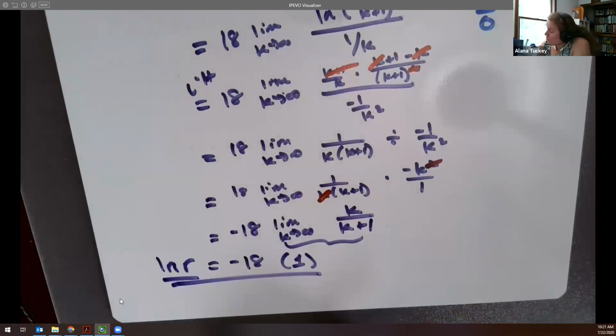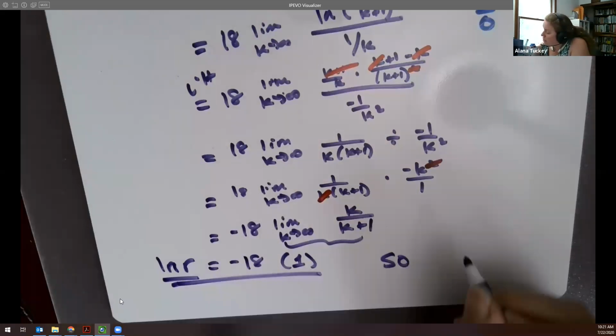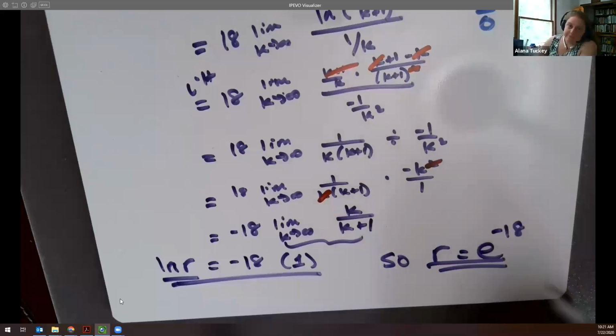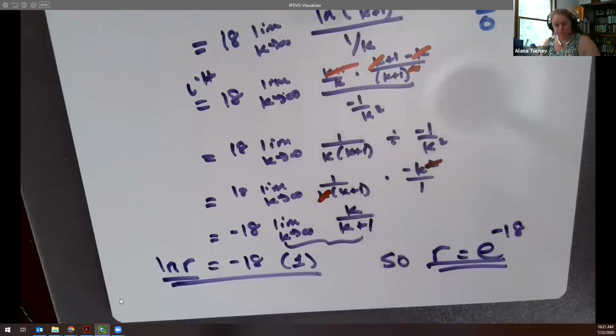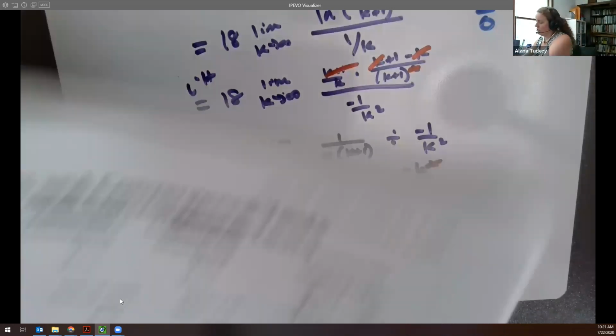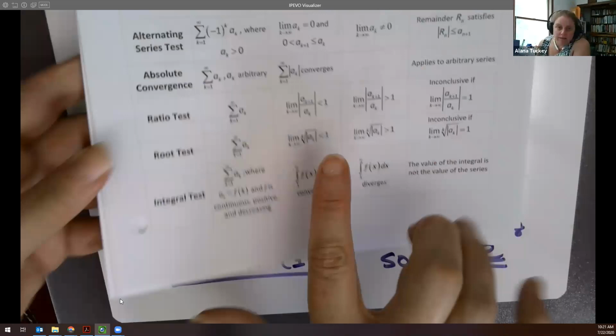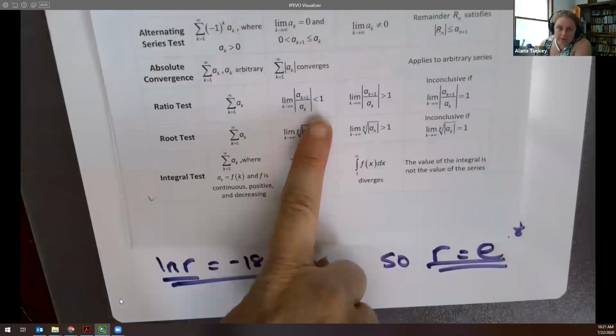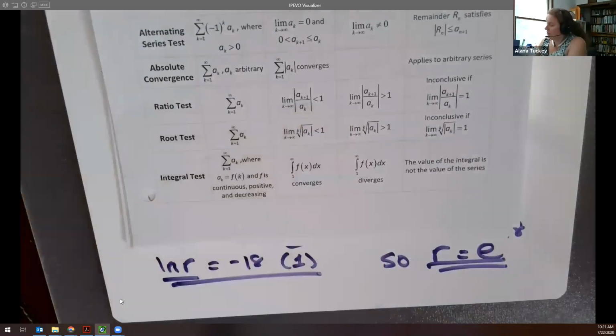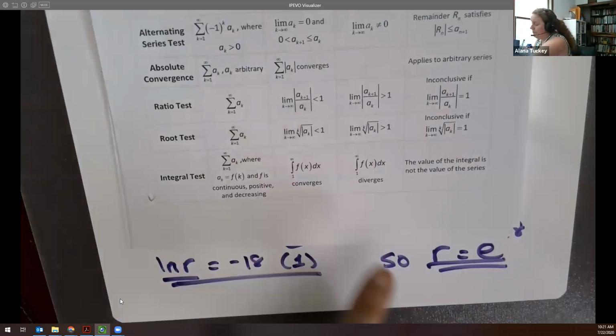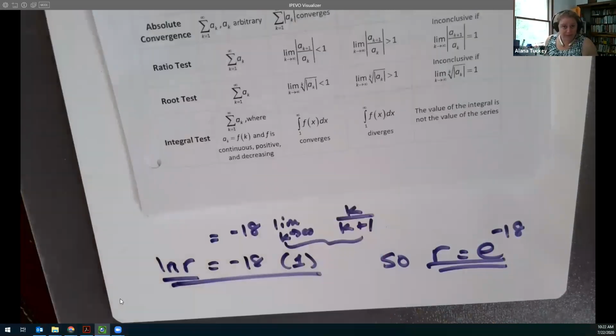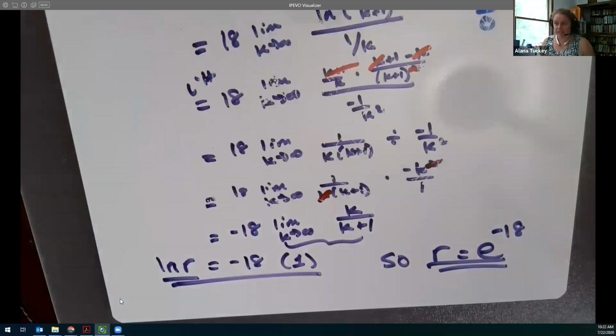Right? So that means that r is e to the negative 18, which is, hold on, I'll find you guys your table. Oh, table. Let me go to the ratio test. e to the negative 18 is less than 1, right? Because it's 1 over e to the 18. So therefore, this converges. It's not 0, it's not 1, it's not positive 18. That is the correct answer. Write it down.